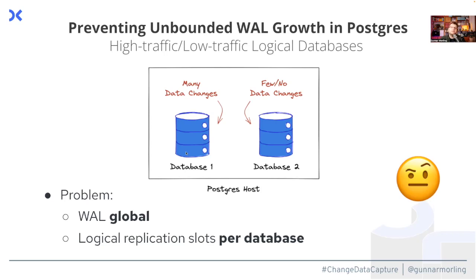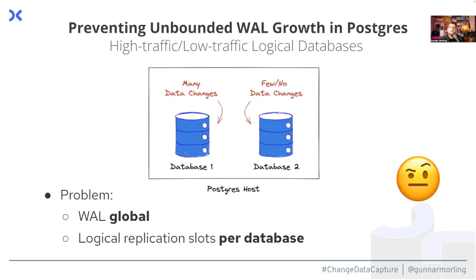The problem there is the WAL, the write-ahead log, that's global. So that's shared between those two logical databases. Whereas the logical replication slot, which is our handle for getting changes out of a database, this is specific to one of those logical databases. So we could have a replication slot either for database 1 or for database 2.